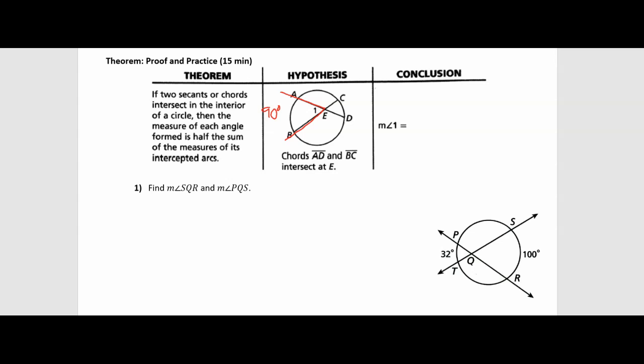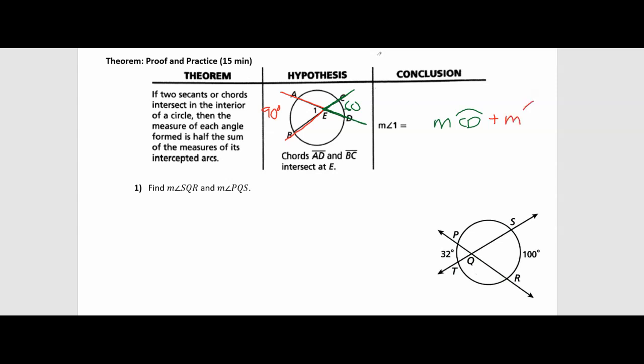When the vertex is not on the circle and it's not at the center, you actually have to look at both intercepted arcs. You have to look at the intercepted arc for number 1, and you have to look at the intercepted arc for the angle that's vertical to 1. So this one in green. So to figure out angle 1, you have to know the measurement of arc AB and CD. I'll do CD first because I'm already in green.